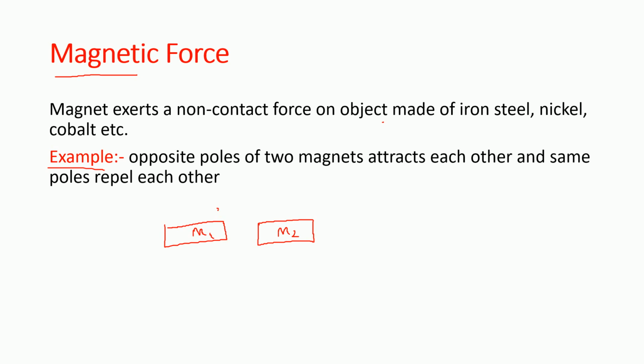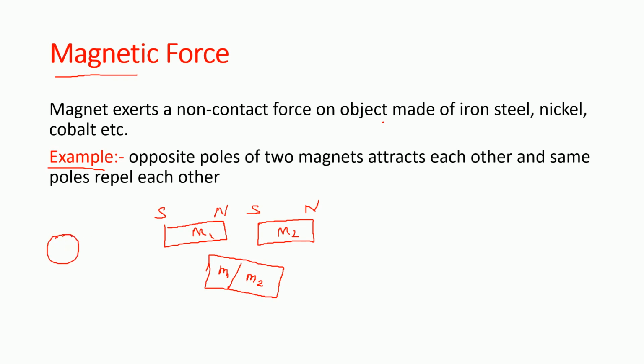So if we have north pole here, south pole here, after that south pole and north pole, then the magnet will finally come in this way. This will attract M1 and M2. So this is known as magnetic force. Magnetic force will have the power to absorb some object.